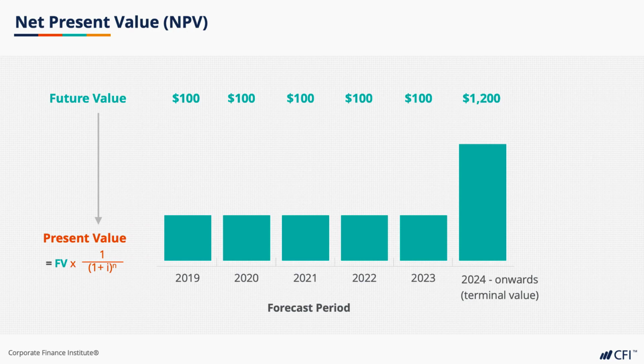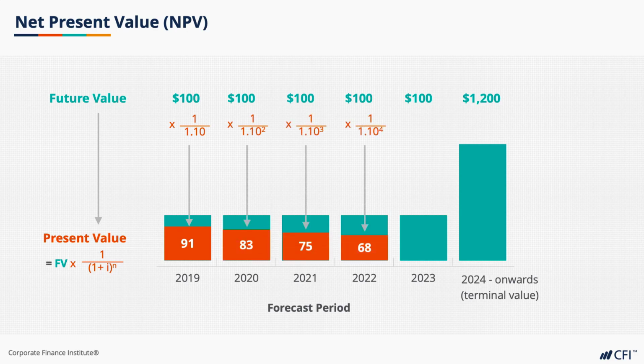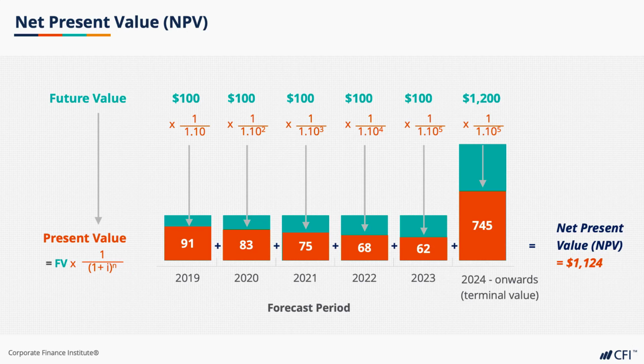So the first $100 cash flow a year from now is worth $91 today. The $100 cash flow 2 years from now is worth $83 today. And $75 today, $68 today, and then $62 today for the fifth cash flow of $100 5 years from now. Finally, the terminal value of $1,200 would be worth $745 today. So we add all of these up and get the net present value of $1,124. That is to say, this investment would be worth paying $1,124 today for a series of cash flows as illustrated above.